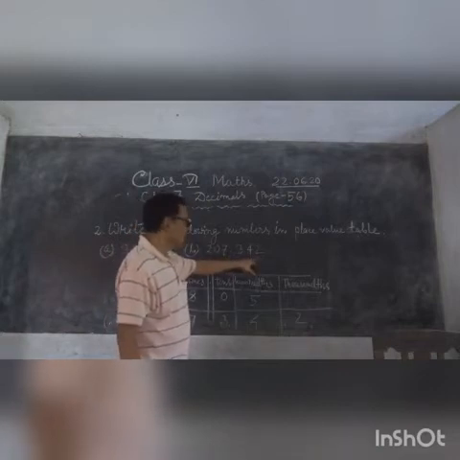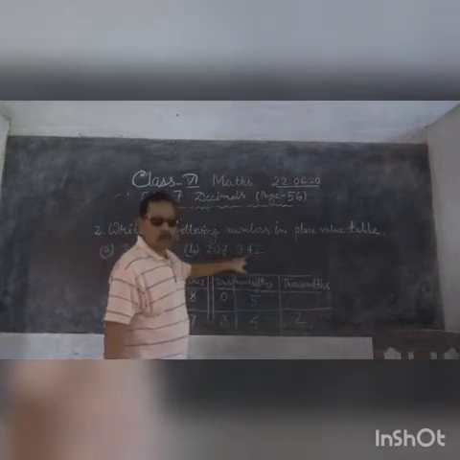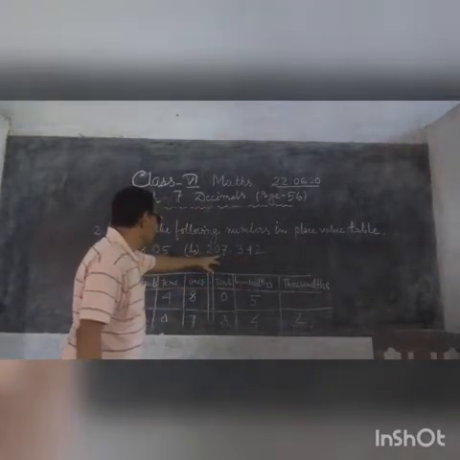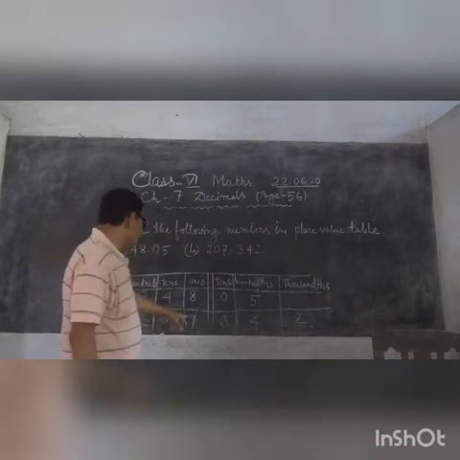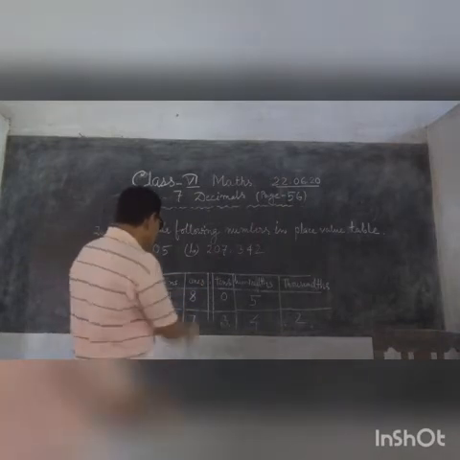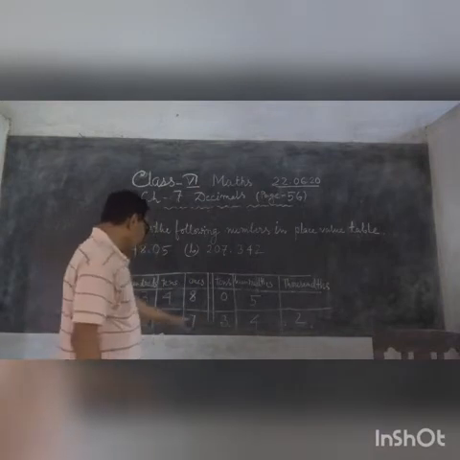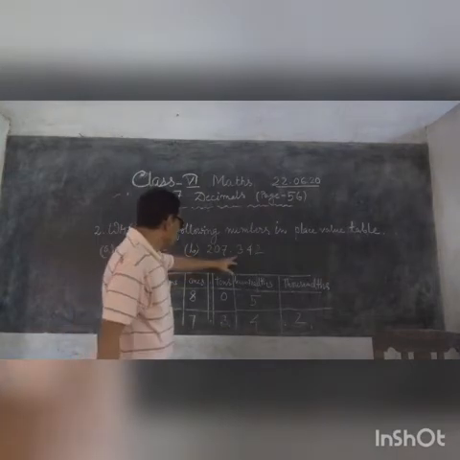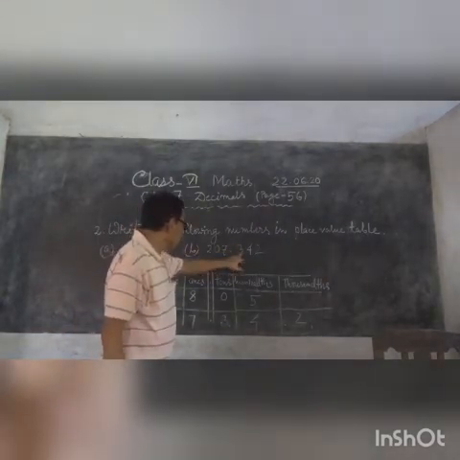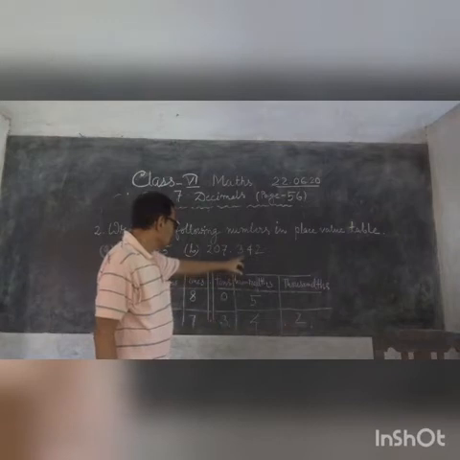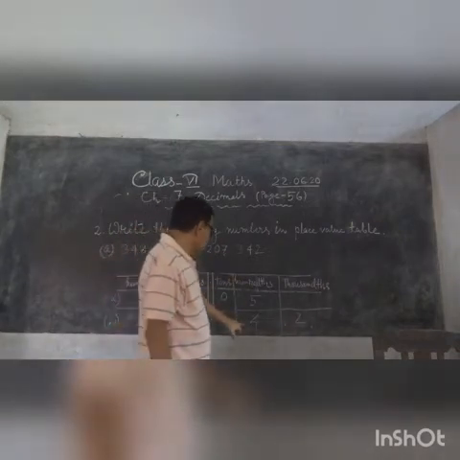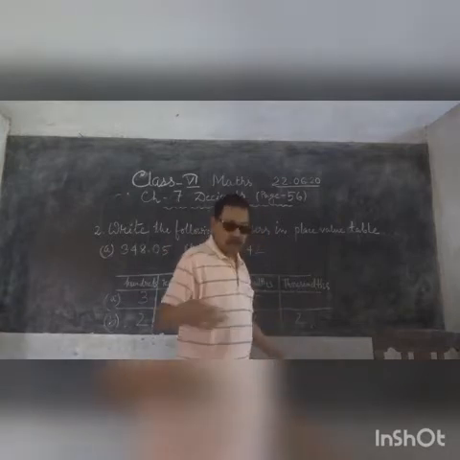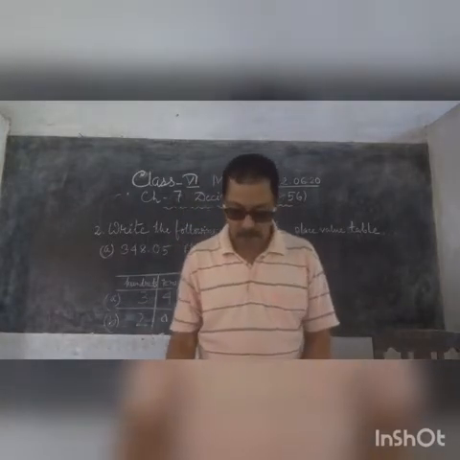B, 207.342, not 342. So write the whole number first, 207, according to the table, and then place the decimal point. 3 in tenths place, 4 in hundredths place, and 2 in thousandths place. So you do the remaining questions yourself.